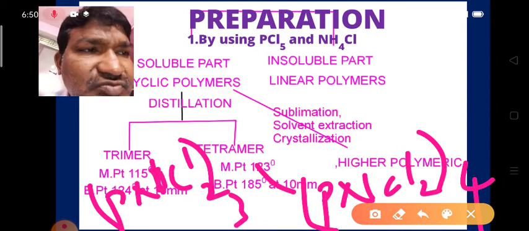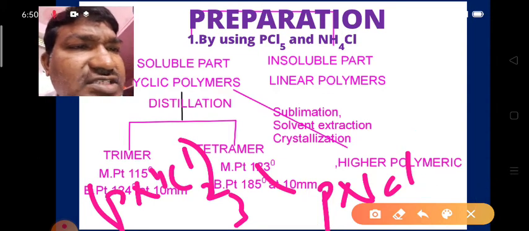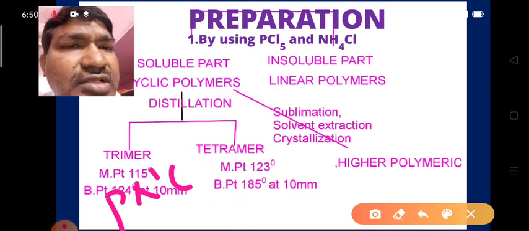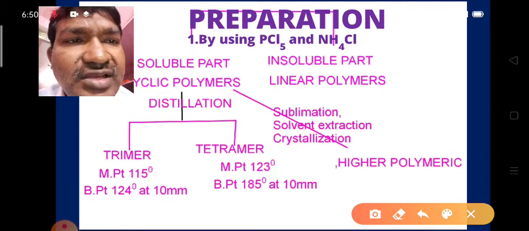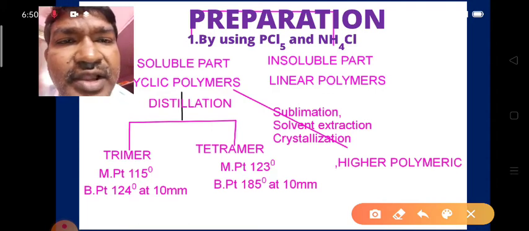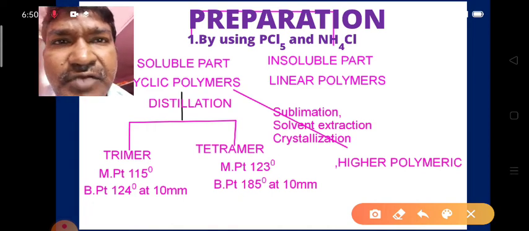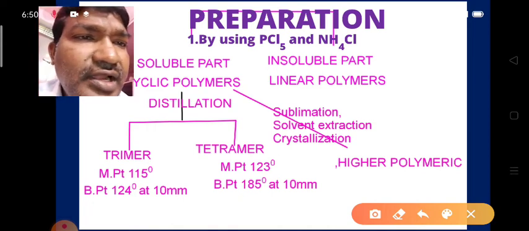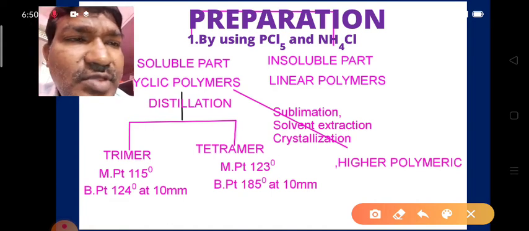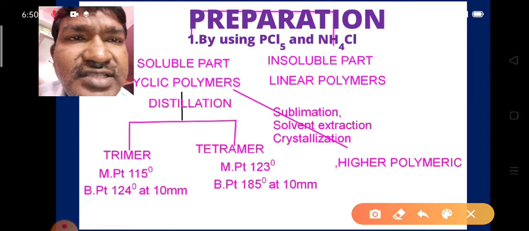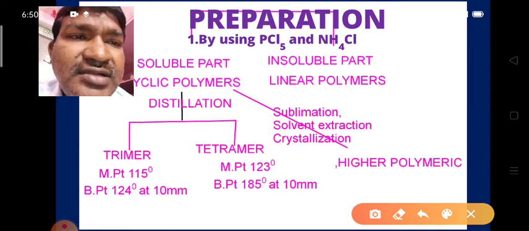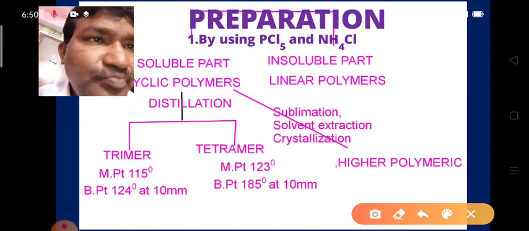Here the melting and boiling points of the trimer and tetramer are different. The melting point of the trimer is 150 degrees centigrade and the melting point of the tetramer is 120 degrees centigrade. The boiling point of the trimer is 124 degrees and the boiling point of the tetramer is 185 degrees at 10 mmHg. As there is a slight difference in the boiling points, they can be separated by the distillation method, conducted at 10 mmHg.